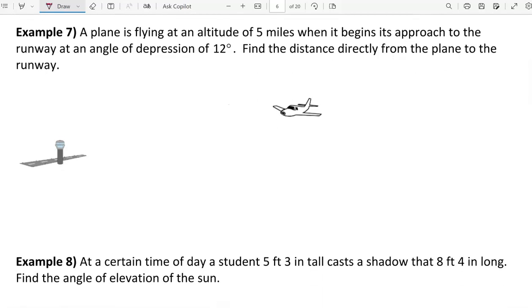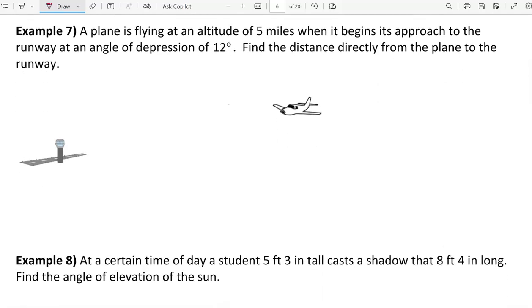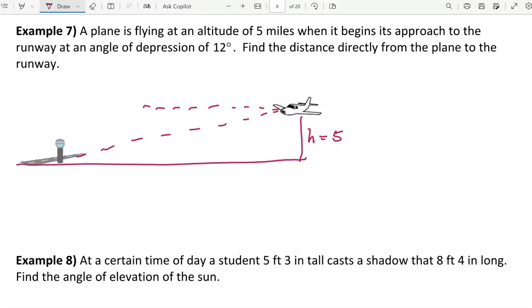So in example 7, we have a plane that's flying at an altitude. That's a fancy word for height, right? So our height is 5 miles above the ground, and it is approaching the runway here. There's the path of that plane as it is approaching the runway. It's descending at an angle of depression of 12 degrees. So that means that the angle is measured from the horizontal. Now you'll notice that that angle's not inside of the triangle.